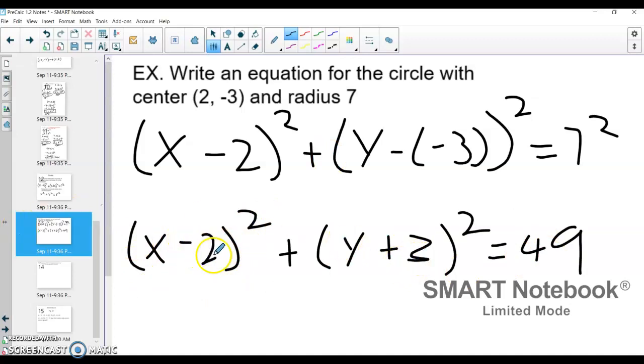It looks kind of funny because it says negative 2, and then this says plus 3, but remember, if the original equation has these negatives, that's a positive 2, and then the two negatives making that a positive there.